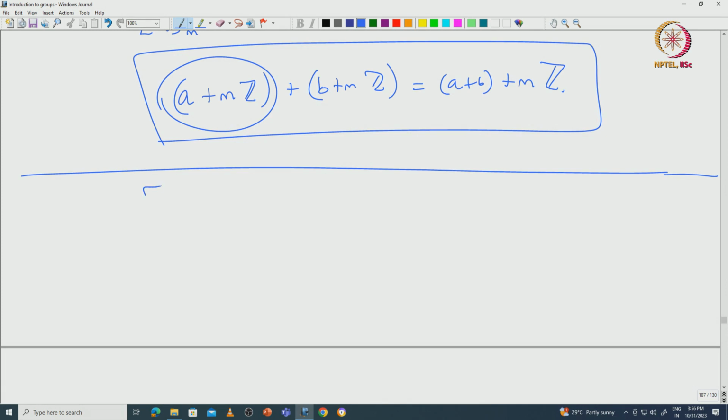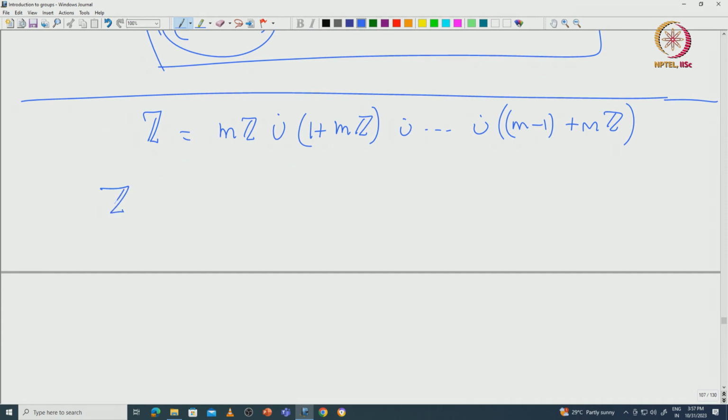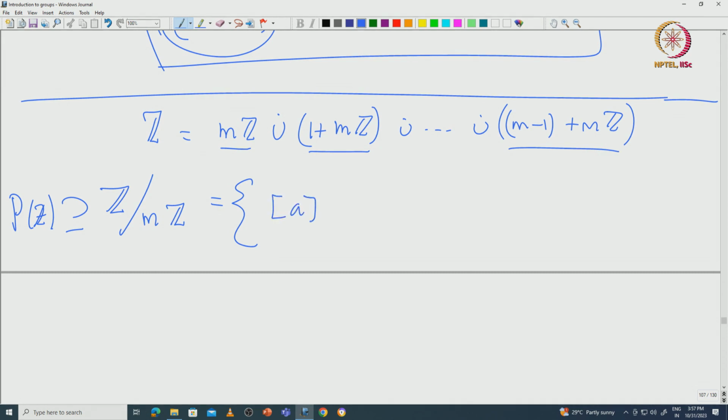We partitioned Z into M disjoint subsets, which is MZ disjoint union 1 plus MZ disjoint union etc. disjoint union M minus 1 plus MZ. Then we constructed this new set which we denoted by Z modulo MZ. What is this? This is a subset of the power set of Z, consisting of these as elements. Basically, you take all the residue classes.